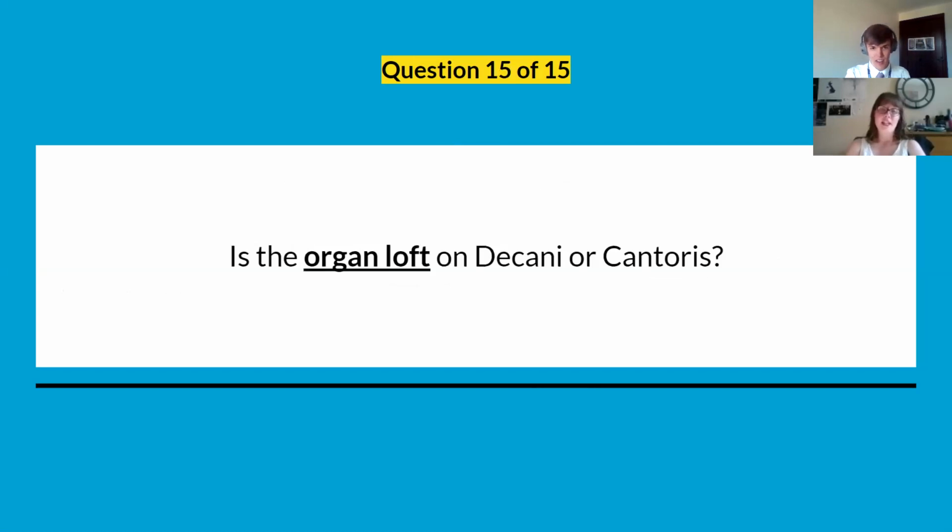Question number 15, another rogue question. Is the organ loft on the Decani side of the cathedral or Cantoris? Think, are Mr. Beach or me or Mr. Morrell on Dec side or Can side when we're playing? That's the fun one. If you don't know it, have a guess. It's a 50-50 chance. I still get confused because Dec and Can are actually not the normal way round in Durham.